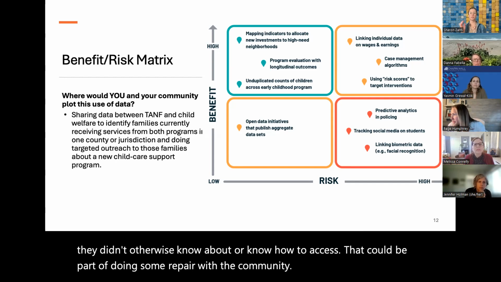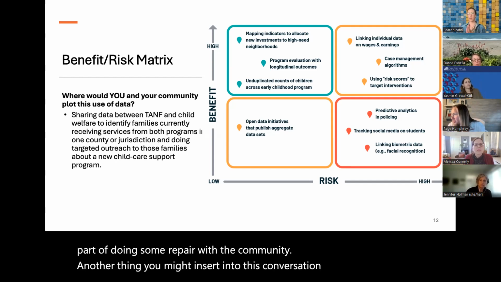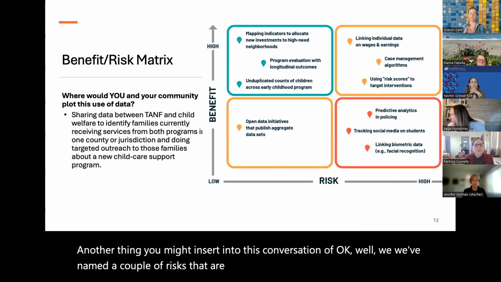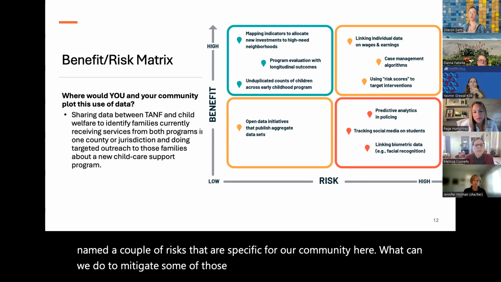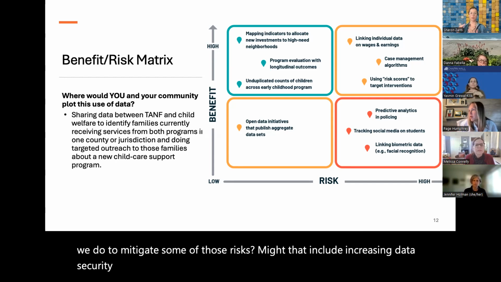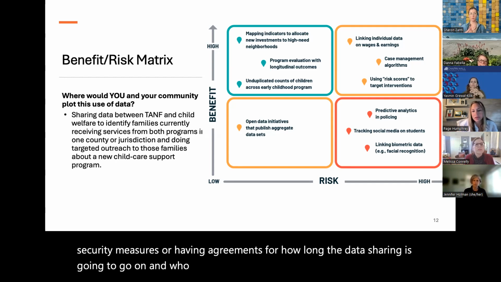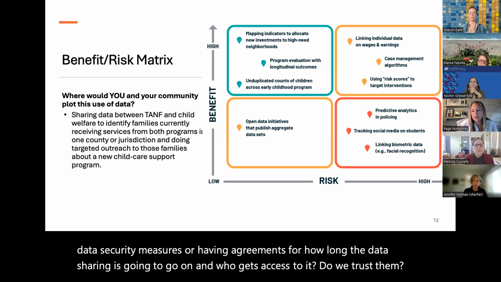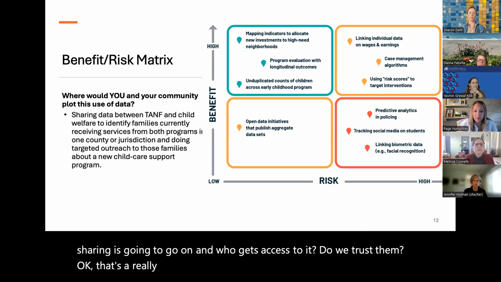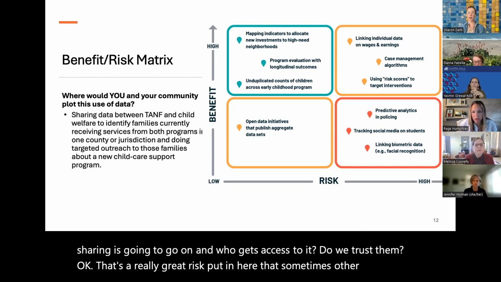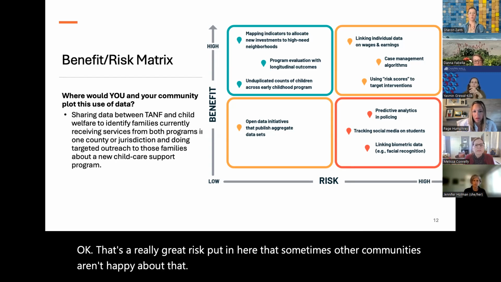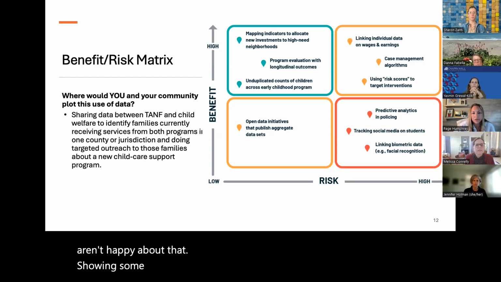Another thing you might insert into this conversation is, okay, we've named a couple of risks that are specific for our community here. What could we do to mitigate some of those risks? Might that include increasing data security measures or having agreements for how long the data sharing is going to go on and who gets access to it? Do we trust them? Okay, that's a really great risk put in here, that sometimes other communities aren't happy about that. Showing some preference, maybe want to know why you're not getting a service or a program.